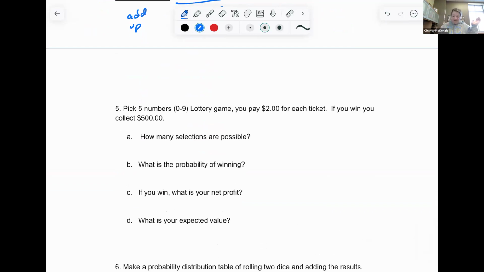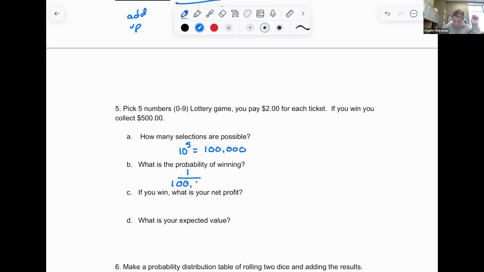So let's do one where you come up with your own chart. Pick 5 numbers, 0 through 9, lottery. You pay $2 for each ticket. If you win, you collect $500. So how many selections are possible? We have 0 through 9, so that is 10 numbers, and you pick 5 of them. So 10 to the 5th, right? Or you can think of each spot as 10 times 10 times 10, because you could repeat the numbers. So that's 100,000 possible ways to pick 5 numbers, and the probability of winning would only be 1 out of that 100,000.